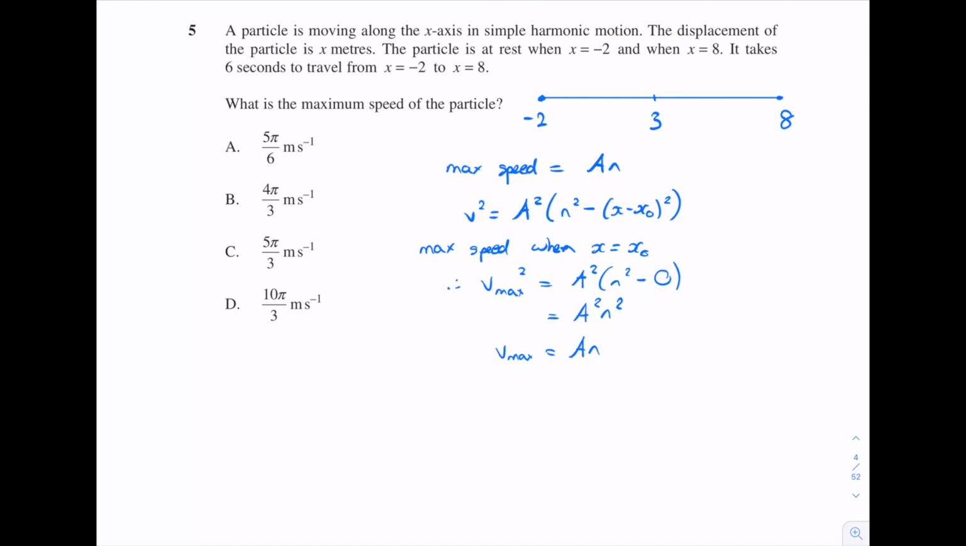Now, what is A? In this question, or in any question, A is the distance from the center of motion to the extremities. In either direction, it doesn't matter because it's still a distance. So in our example, A is equal to 5.